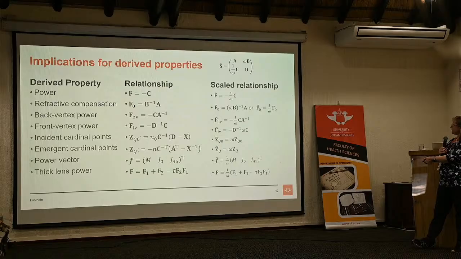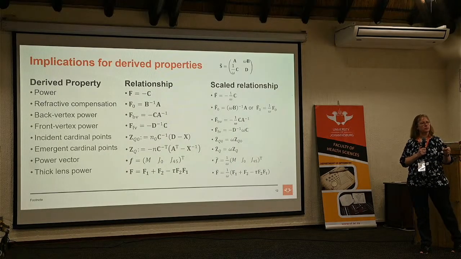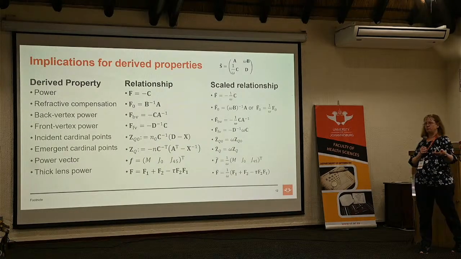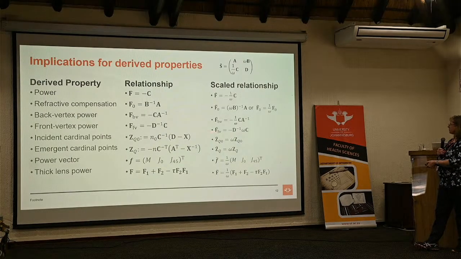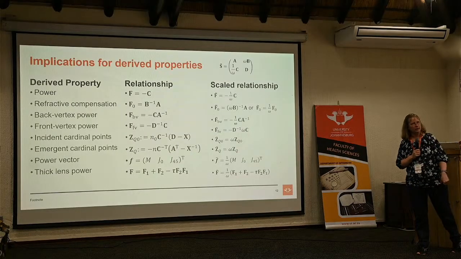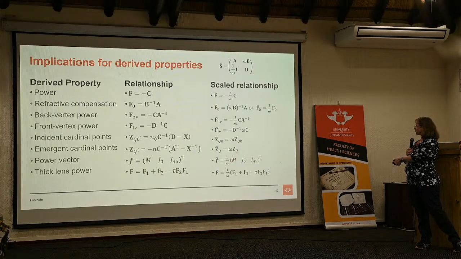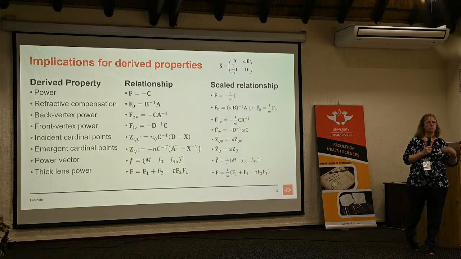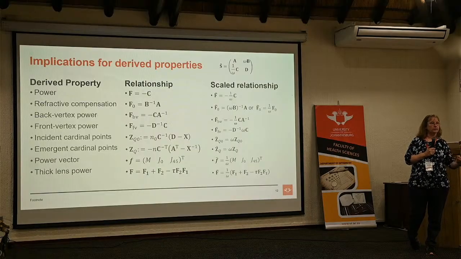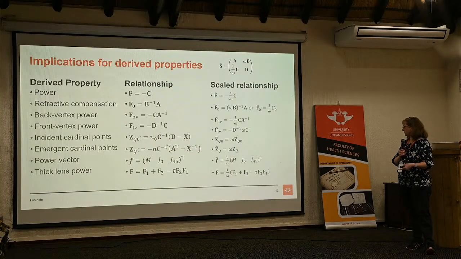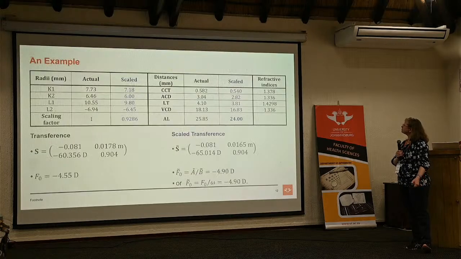Incident cardinal points. You simply need to scale the position of each cardinal point by omega. And the same for the emergent cardinal points, simplifies to this. Larry's power vector, exactly the same. It's going to be 1 over omega times the power vector, and the thick lens power will simplify to this. So we don't need to calculate each of those derived properties separately. We can scale it appropriately and obtain our scaled factor.